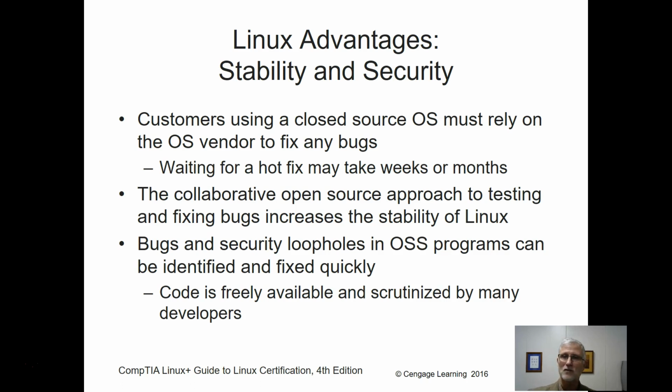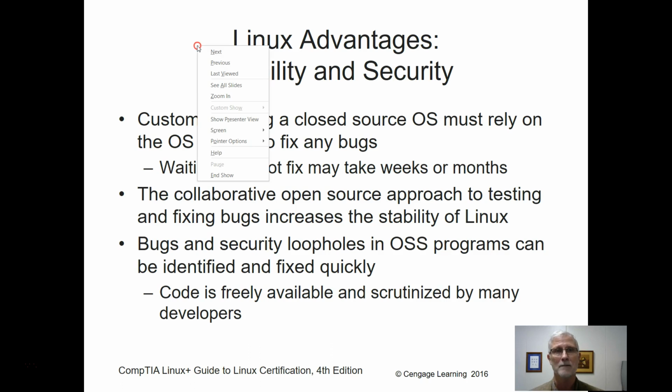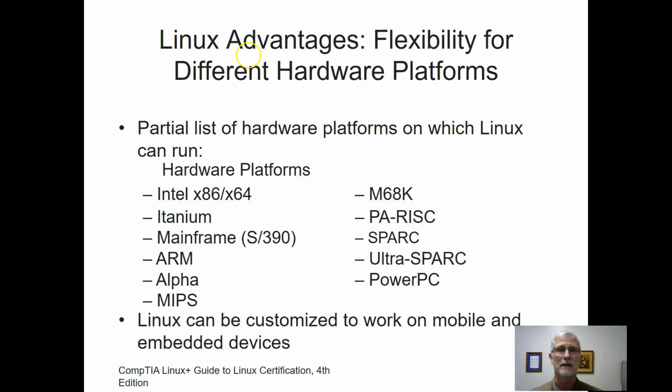Because of the collaborative source of testing and bug fixing, it just has more eyes looking at it with different points of view, so you end up having more stable releases. Security and bug fixes can be identified and fixed freely, and since the code is freely available and scrutinized by a lot of different developers, we can tell if there are things put in it we didn't want put in it.